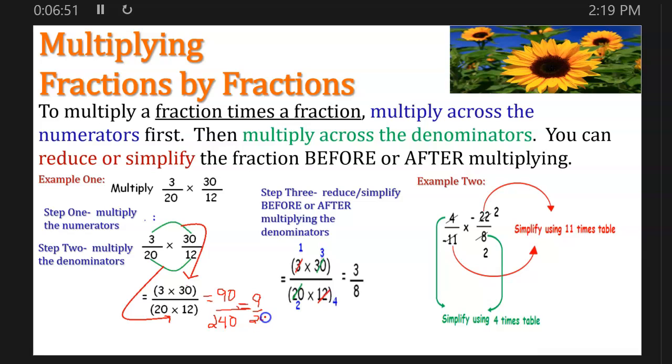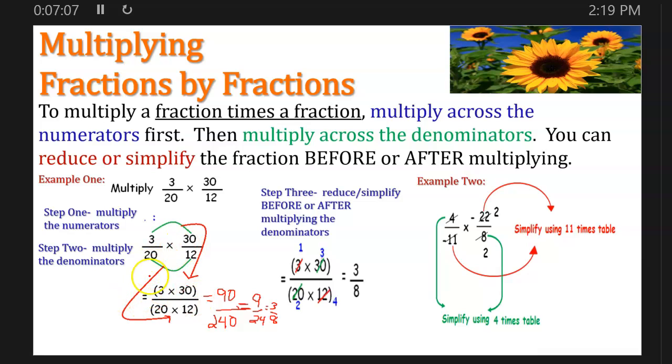And then we can divide it again by 3. So if I divide 9 by 3, I'm going to get a 3. And then 24 divided by 3 is an 8. So we end up with 3/8 as our answer.